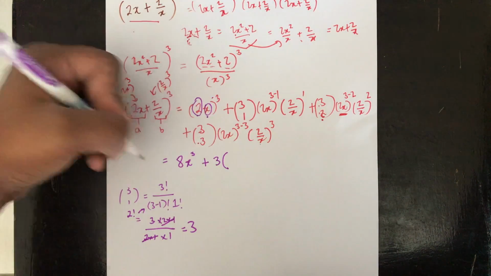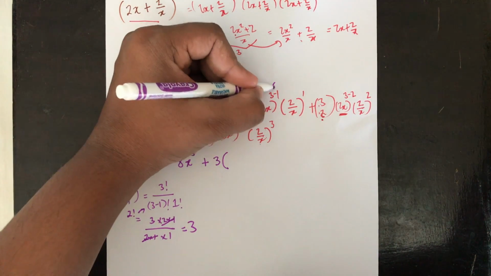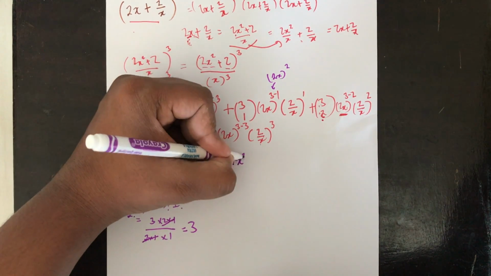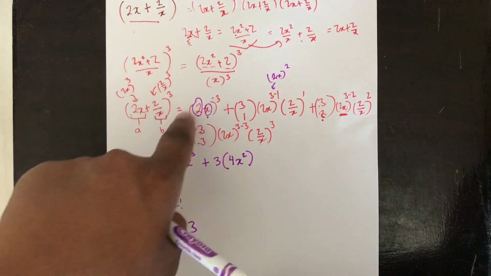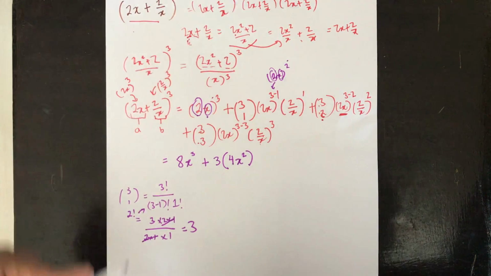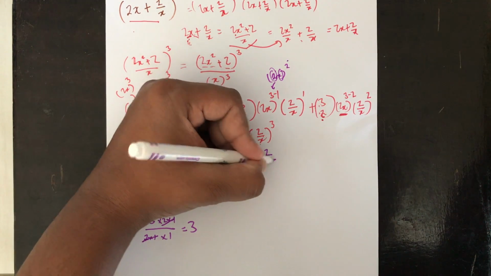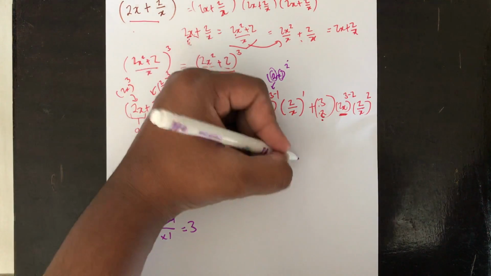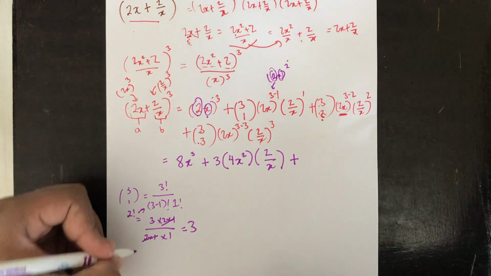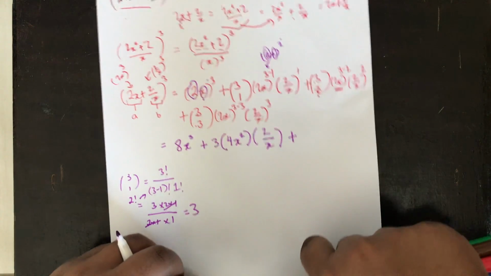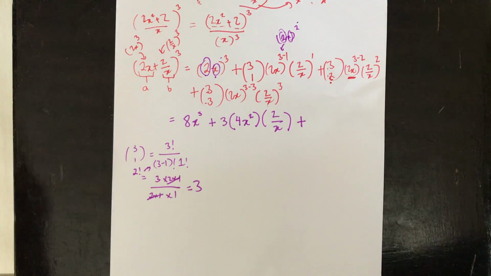into 2x squared. This is the same as (2x) power 2. So that's 4x squared, because again I'm just using the same logic. I need to power this by 2, need to power this by 2, times 2 over x is just power 1, so I just leave it the way it is, plus 3 choose 2.